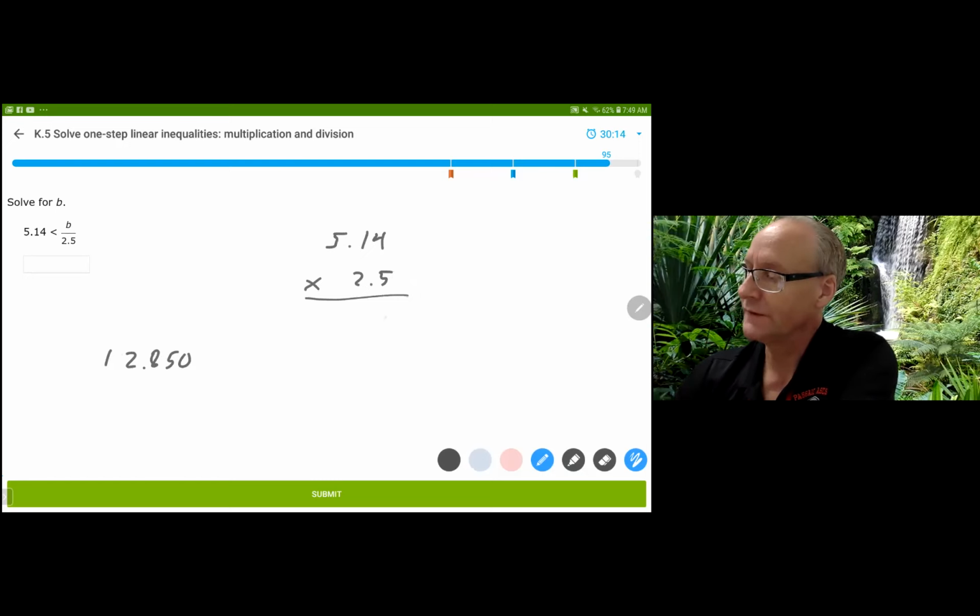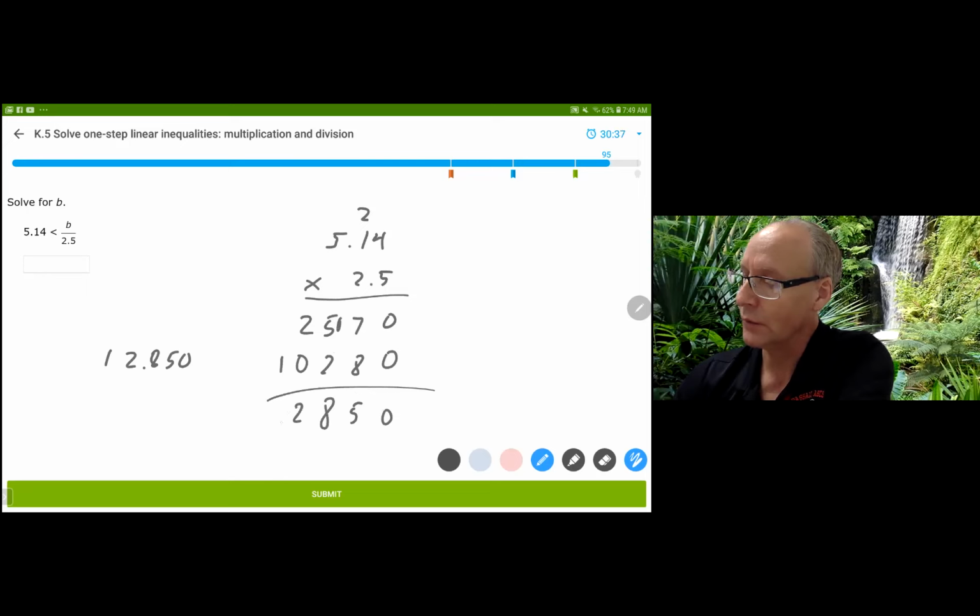5 times 4 is 20, write the 0, carry the 2. That's 5, and 2 more makes 7, and 25. I have a 0, and a 2 times 4 is 8. 2 times 1 is 2. 2 times 5 is 10, and we get 0. 8 and 7 is 15, carry the 1. 7 and 1 makes 8, and a 2 and 1, and we have 3 decimal places, 1, 2, 3, 12.85.